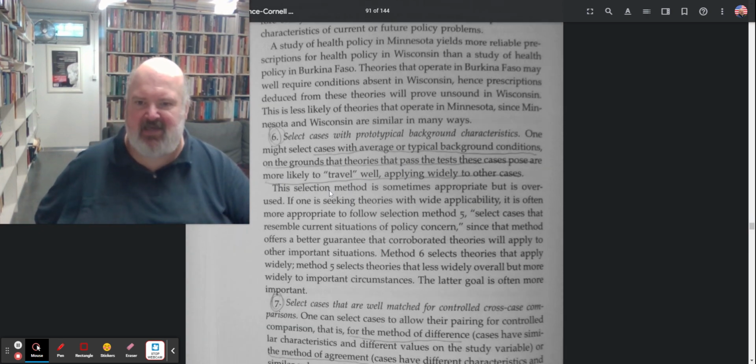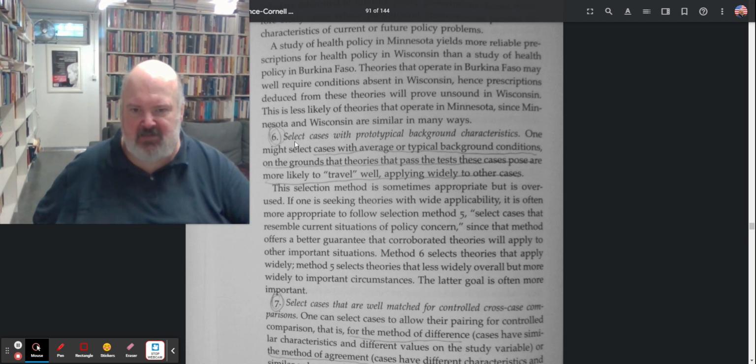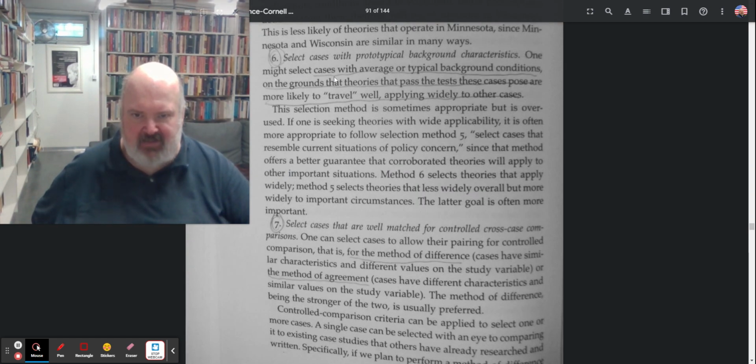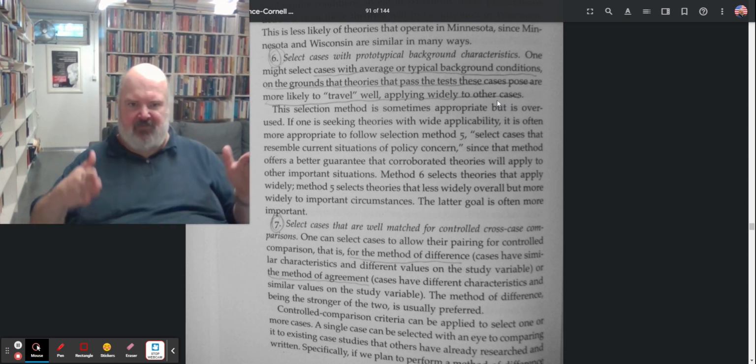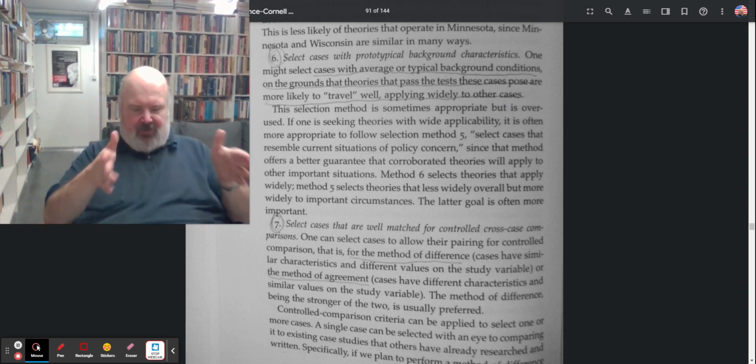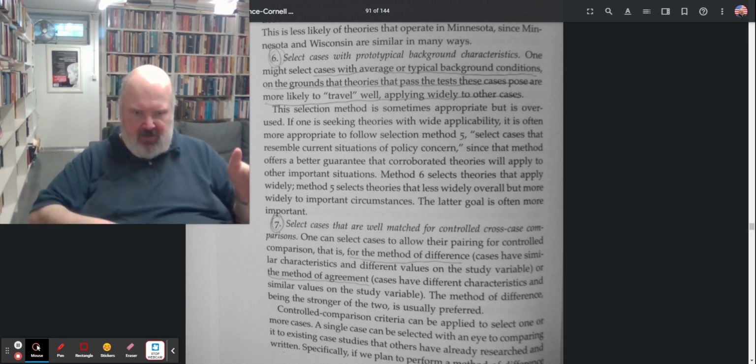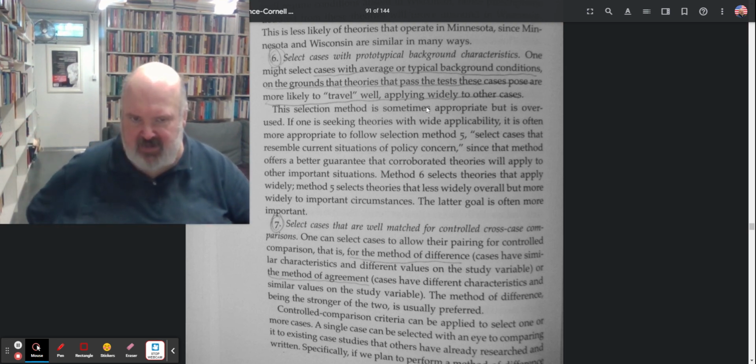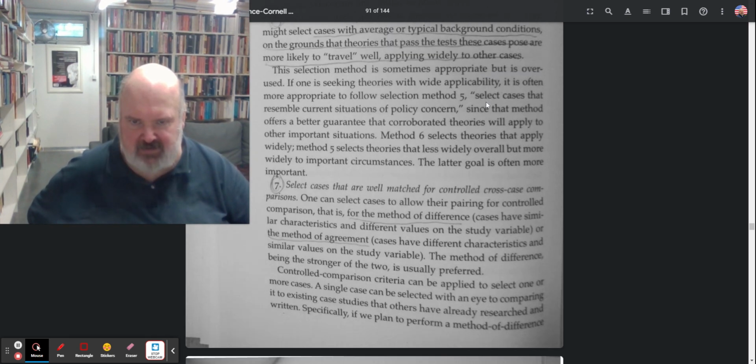Now, method 6: select cases with prototypical background characteristics. One might select cases with average or typical background conditions on the grounds that theories that pass the test of these cases are more likely to travel well, applying widely to other cases. So these are typical values; the backgrounds are so typical that everything's the same. Therefore, things that pass here should apply widely to other cases.